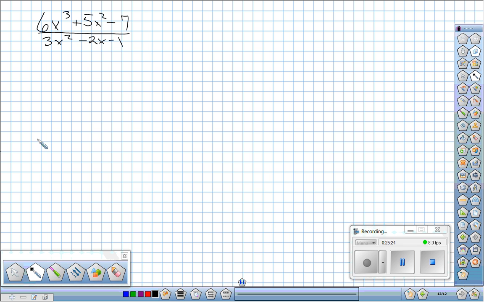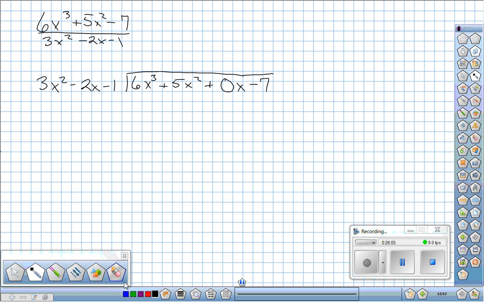So what I'm going to do is set up my longhand division, because if I wanted to use synthetic division, I would actually have to factor these down. For the most part, I think you will get a better answer if you do longhand division. So I need to leave myself more room. So I have 3x squared minus 2x minus 1, and then 6x cubed plus 5x squared. I'm missing an x value, so I have plus 0x minus 7.